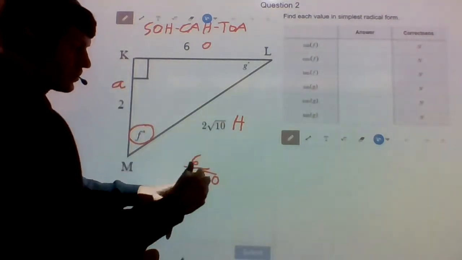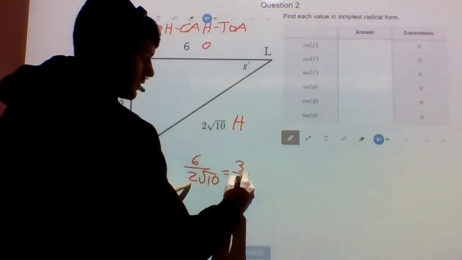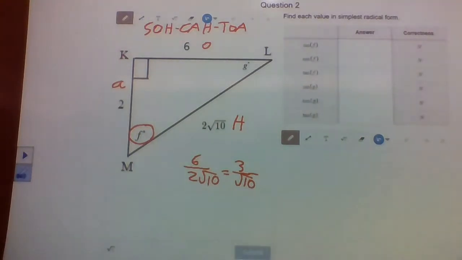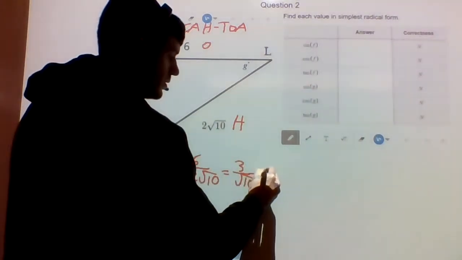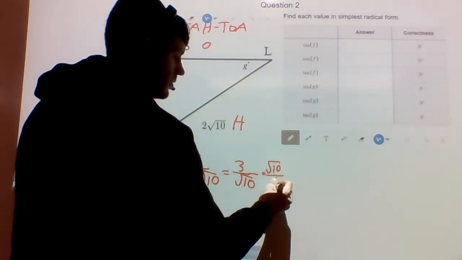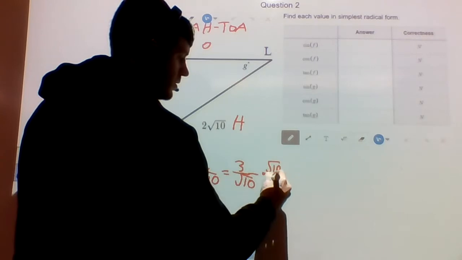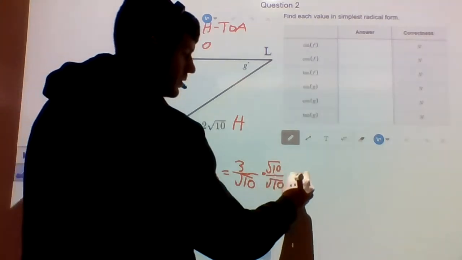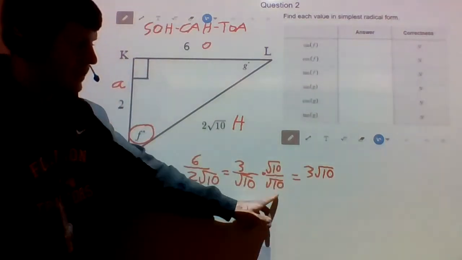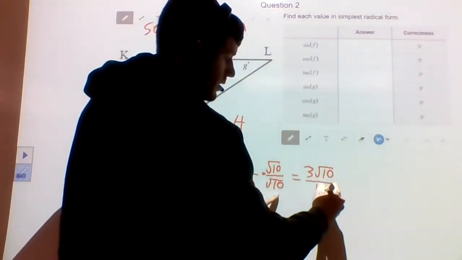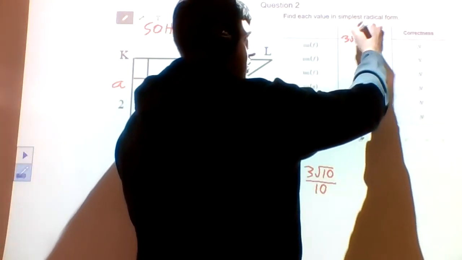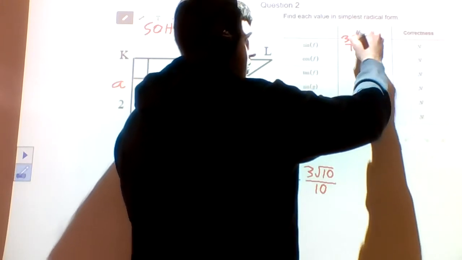6 divided by 2 is 3, so that's going to be 3 over square root of 10. And then to get the radical out of the denominator, we need to multiply by square root of 10 over square root of 10. Okay, so that's going to be 3 root 10, right? 3 times square root of 10 is 3 root 10, and then square root of 10 times square root of 10 is just 10. And so that's going to be our sine. So 3 times the square root of 10 over 10.